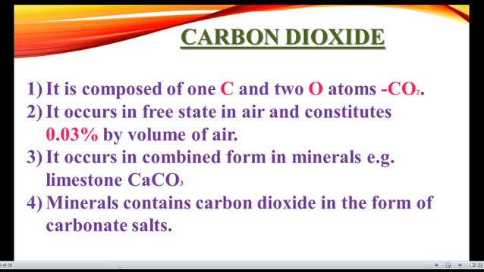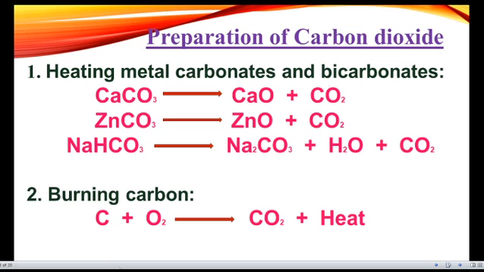Carbon dioxide also occurs in combined form as minerals, for example, limestone, calcium carbonate, which is a mineral of calcium. Minerals contain carbon dioxide in the form of carbonate salts. So all the carbonate salts contain carbon dioxide. Therefore, carbon dioxide occurs in free state as well as in the combined state. Okay, so now we learn about the preparation of carbon dioxide.